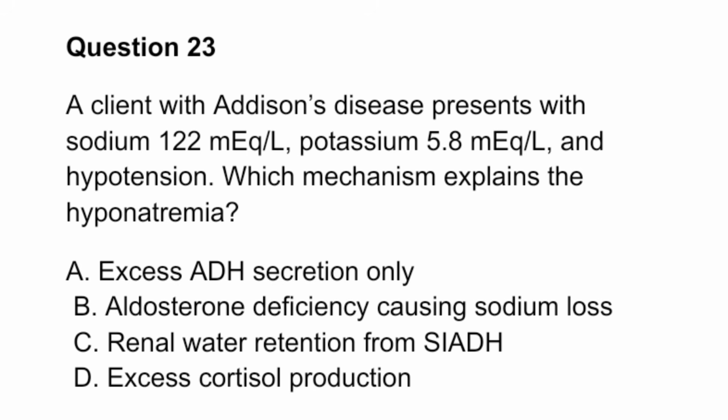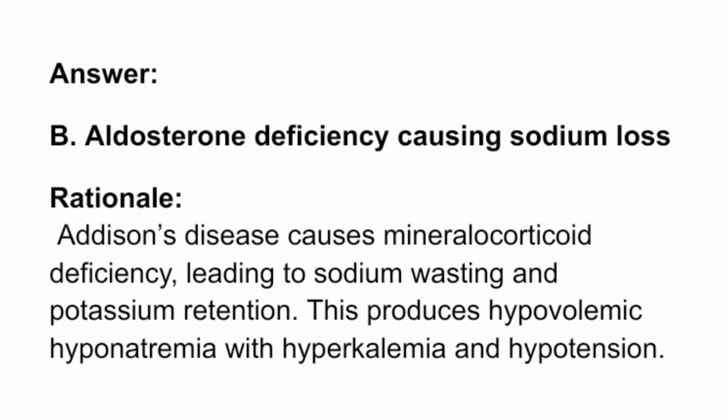Question 23. A client with Addison's disease presents with sodium 122 milliequivalents per liter, potassium 5.8 milliequivalents per liter, and hypotension. Which mechanism explains the hyponatremia? A. Excess ADH secretion only. B. Aldosterone deficiency causing sodium loss. C. Renal water retention from SIADH. D. Excess cortisol production. Answer. B. Aldosterone deficiency causing sodium loss.